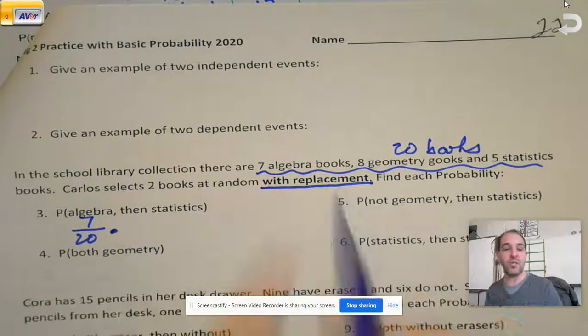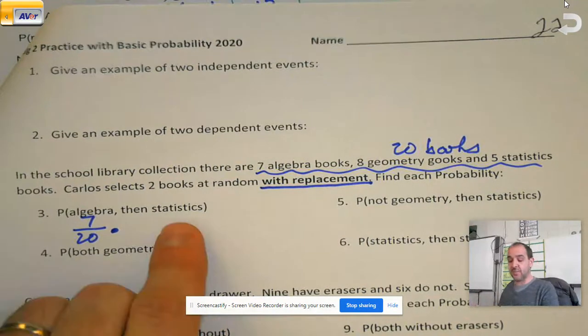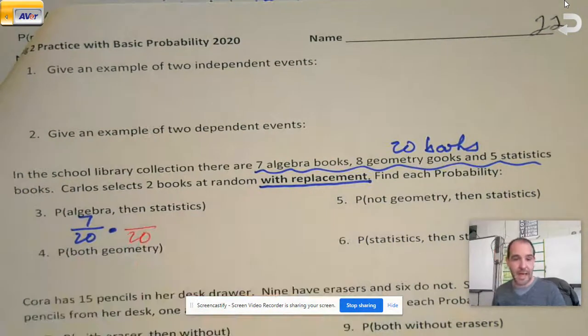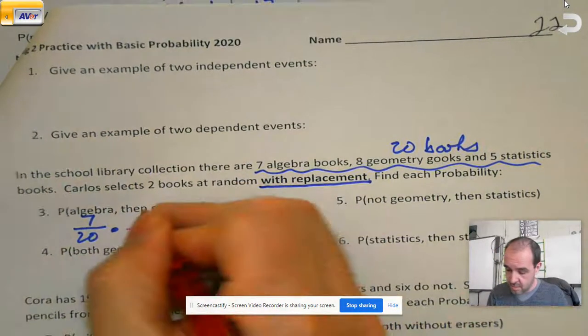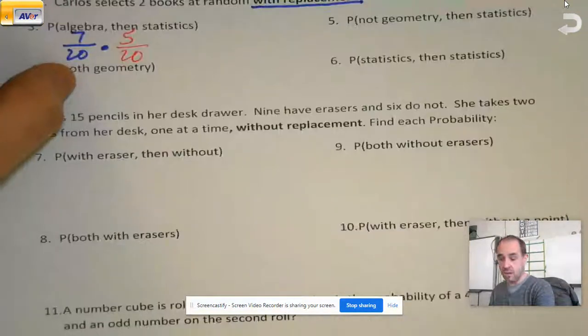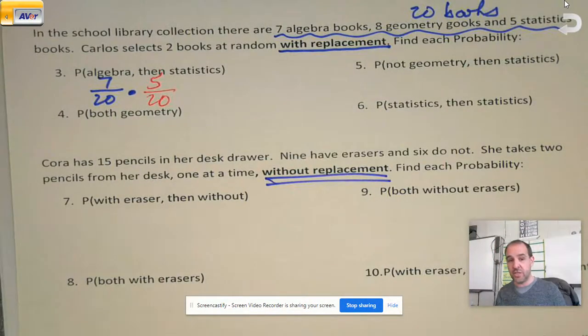With replacement, which means when Carlos picks that algebra book off the shelf, before he tries to pick the next book, he's putting it back on the shelf. He probably saw his algebra and decided he was going to put it back on the shelf, right? Bad joke. So we're still going to have 20 options and multiply these together. So again, you've got to pay attention to words. Because when you get to the next section and it says without replacement, life changes.